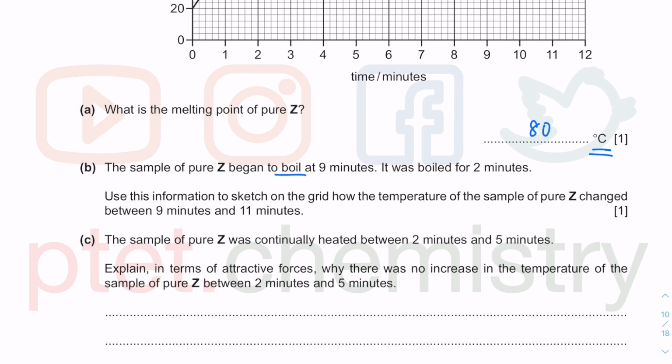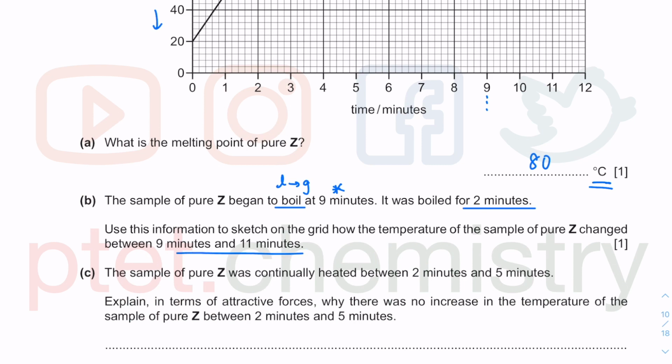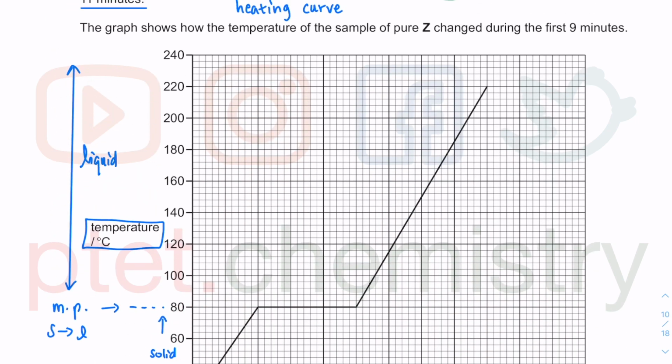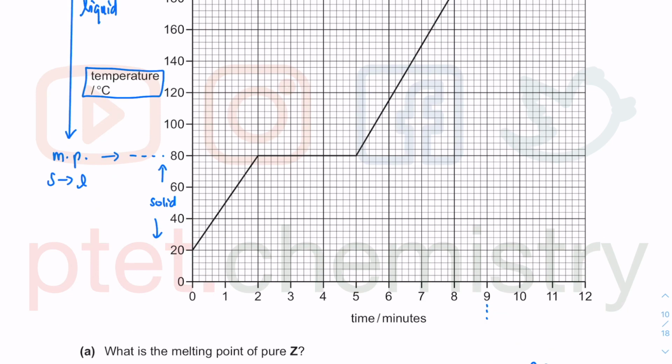So boiling is to do with liquid going to gas. It was boiled for 2 minutes. So it begins to boil at the 9th minute, and it was boiled for 2 minutes. So between the 9th minute and the 11th minute, it was a pure substance. Pure substance Z has a fixed melting point, so there is no reason why it shouldn't have a fixed boiling point between the 9th and the 11th minute. It should just be a constant line between the 9th and the 11th minute.